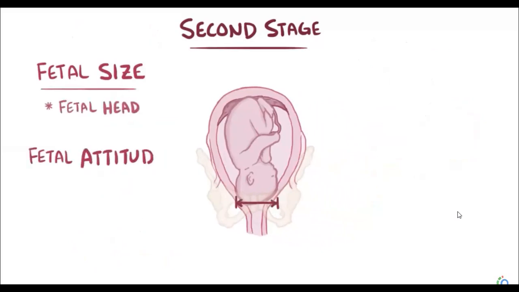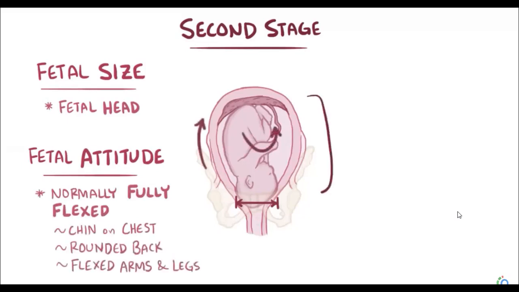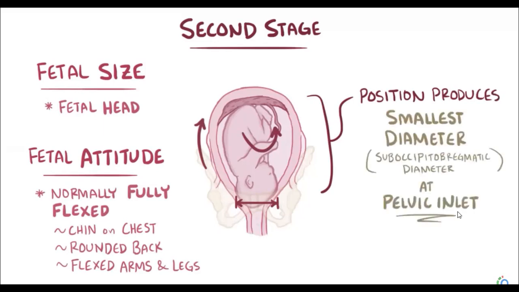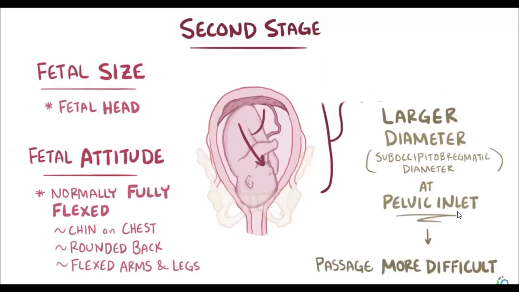Also, there's fetal attitude, which refers to the way that the fetal body is flexed, not its personality. When labor starts, the fetus is normally fully flexed, which means the chin is on the chest, and they have a rounded back with flexed arms and legs. In this position, the smallest diameter, which is referred to as the suboccipitobregmatic diameter, presents at the pelvic inlet. Larger fetuses, and those that aren't completely flexed, have more difficulty making it through the passage.